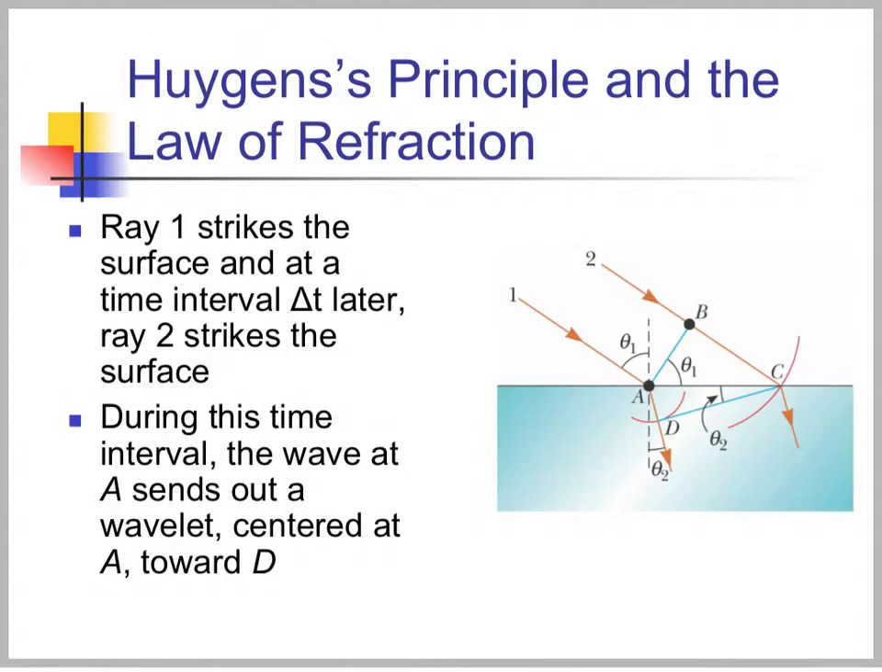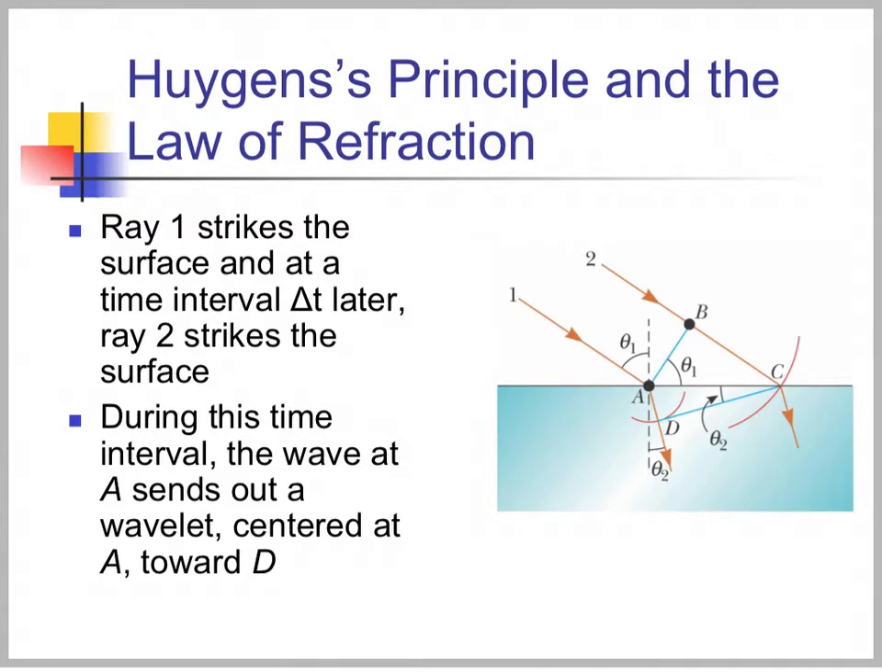I can also use Huygens' principle to determine the law of refraction, or Snell's law. So here we have again a wavefront coming down. Now ray 1 strikes the surface, and a time interval delta t later, ray 2 strikes the surface. So delta t is the time it takes the wave here to go from B to C.